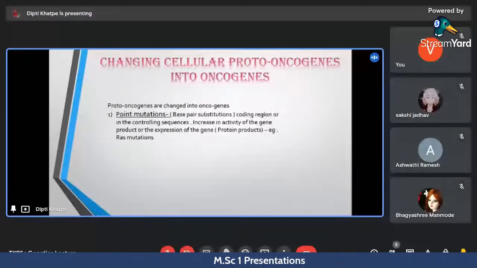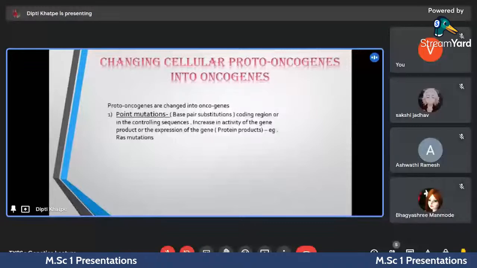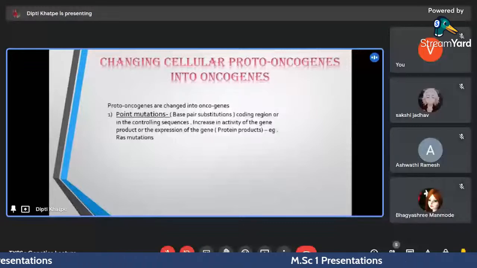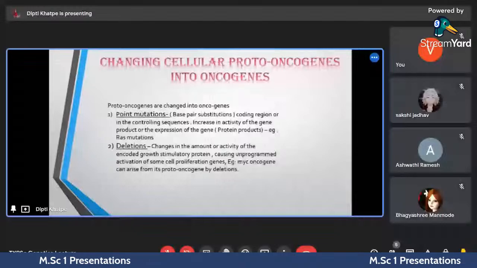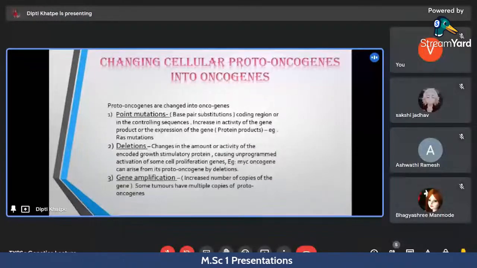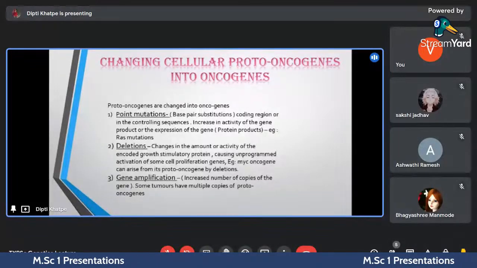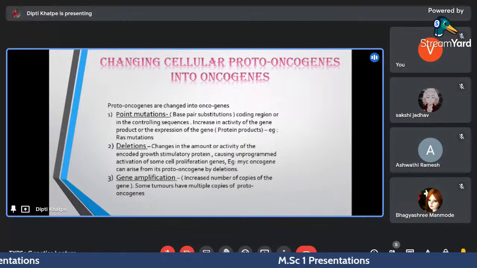Second one is the deletion. Changes in the amount or activity of the encoded growth factor or growth stimulatory protein cause unprogrammed activation of some cell proliferation genes. An example is that MYC genes can arise from their proto-oncogene by deletion. And the last one is gene amplification, an increased number of copies of the gene. Some tumors have multiple copies of proto-oncogenes.